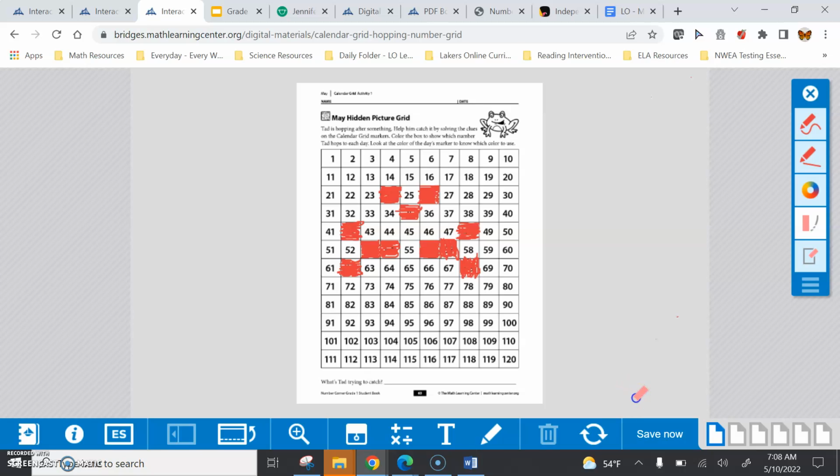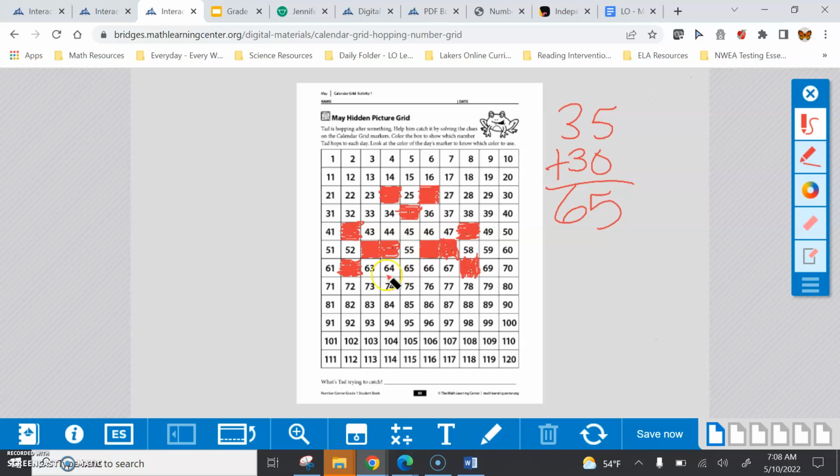If Tad was on the number 35, so I'm going to put 35 here, and he went down 3. He went down 10, 20, 30. So we add 30 to that. 35, and he goes down 3: 1, 2, 3. He ends up on 65.